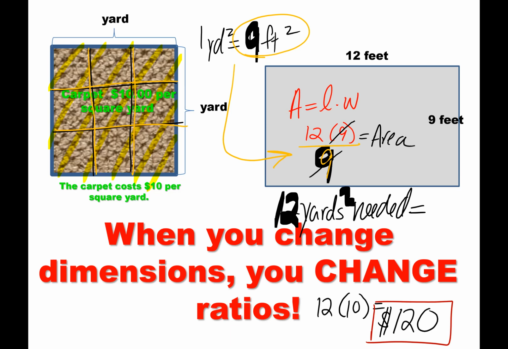Okay. How do you find the area of a rectangle, guys? Length times width. So 12 times 9. Super important: how many square feet are in a square yard? 9. So the area divided by 9. The 9s cancel, which means you only need 12 square yards. 12 square yards needed. 12 times $10, $120.